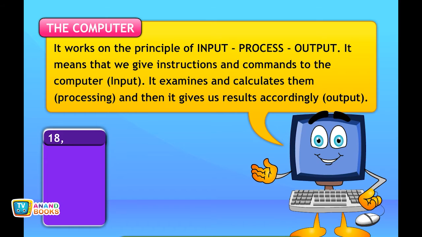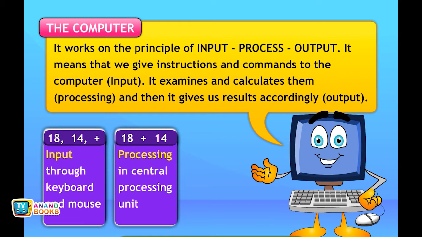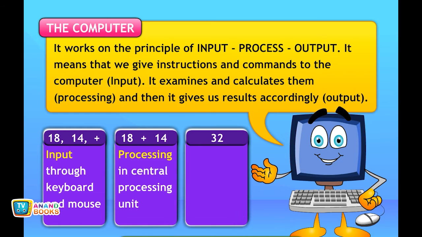18 plus 14. Input: through keyboard and mouse. 18 plus 14: processing in the Central Processing Unit. 32. Output: through monitor and printer.